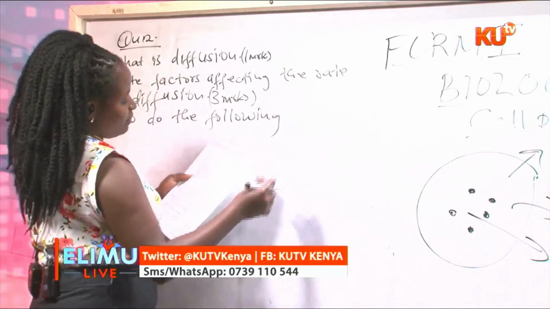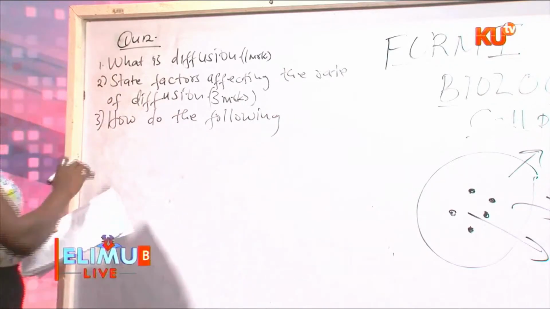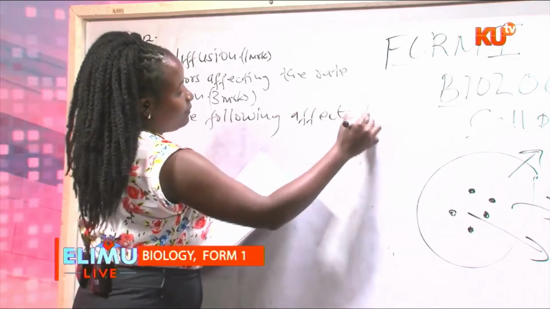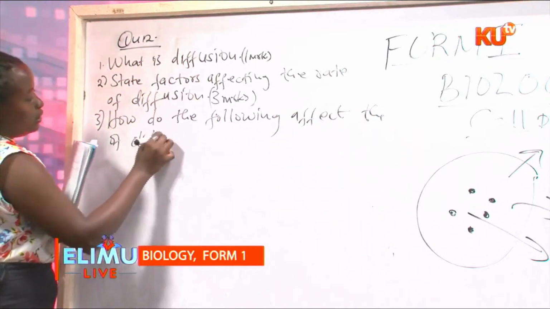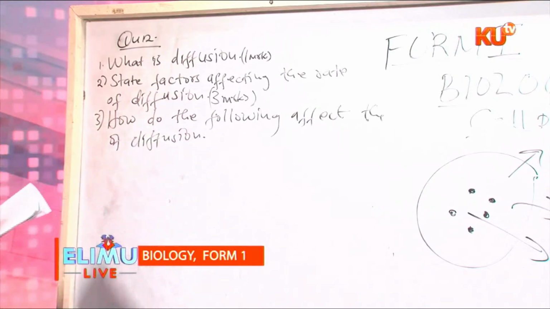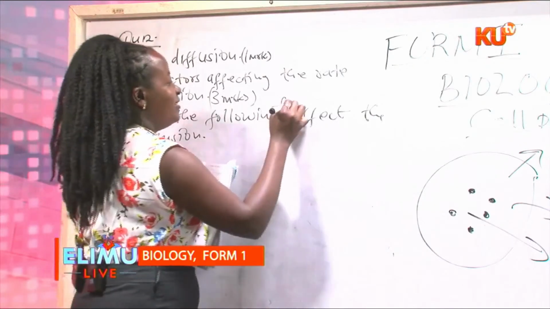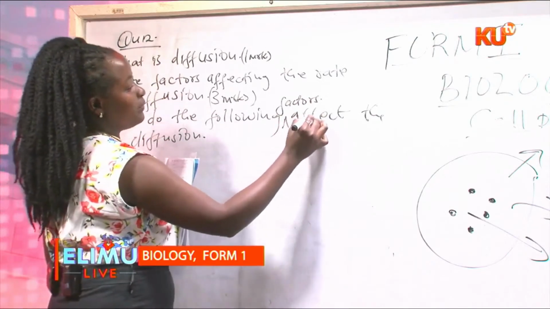Ensure that anytime you're answering a question on factors, for example, this question number 3, how do the following factors affect the rate of diffusion?